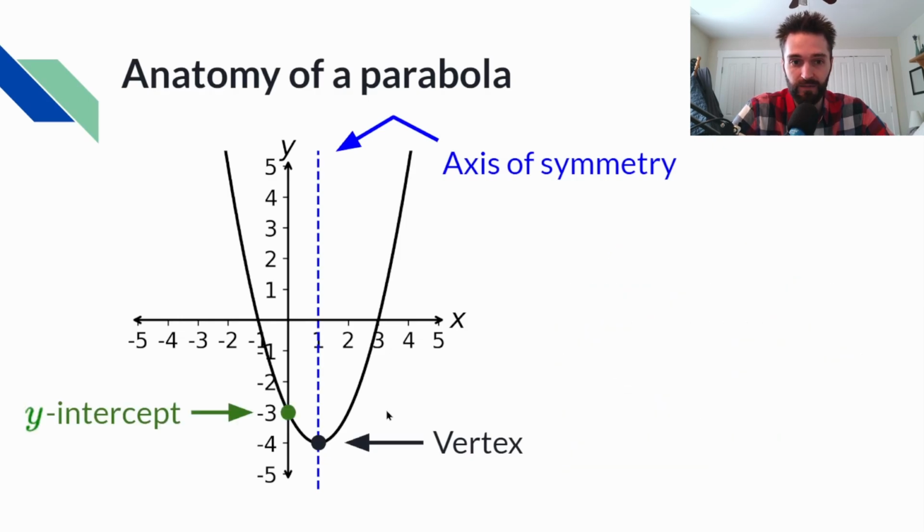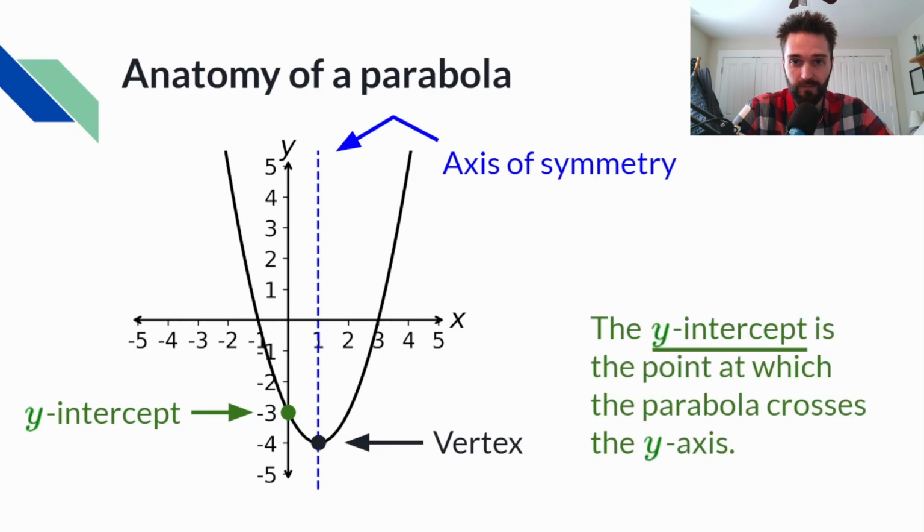And the y-intercept here, this green point, this is the point at which the parabola crosses the y-axis. All right, this is fairly straightforward to find. All you have to do is plug in x equals 0 and evaluate the function to get the y value, and you'll have 0 comma something, right? In this case, we have 0 comma -3. So that's the y-intercept.